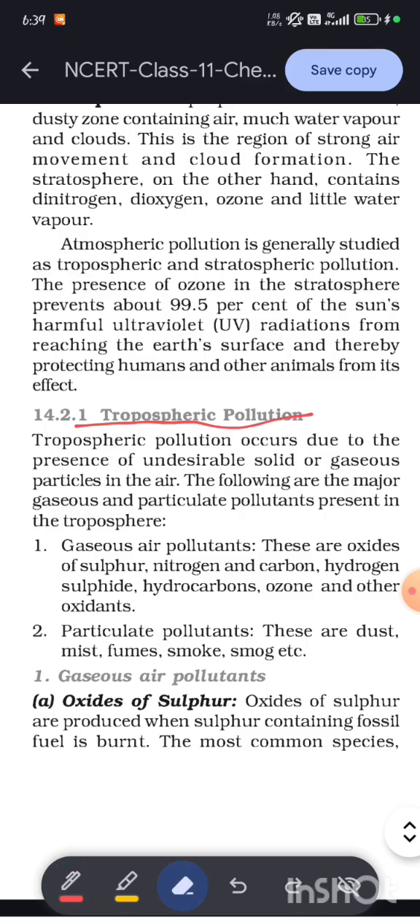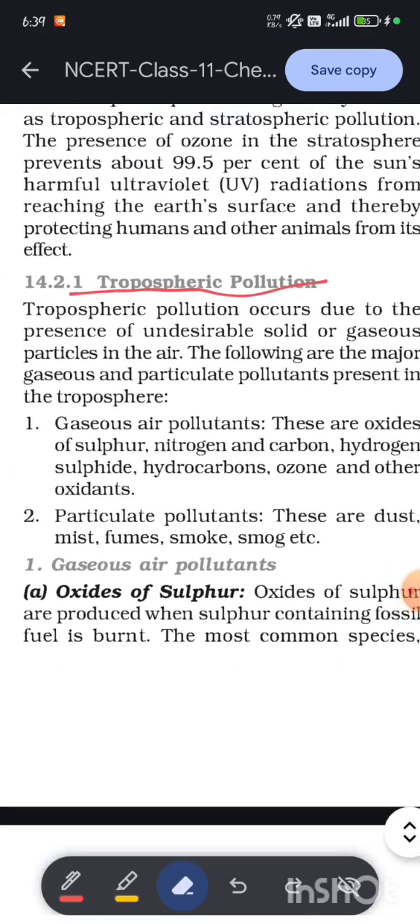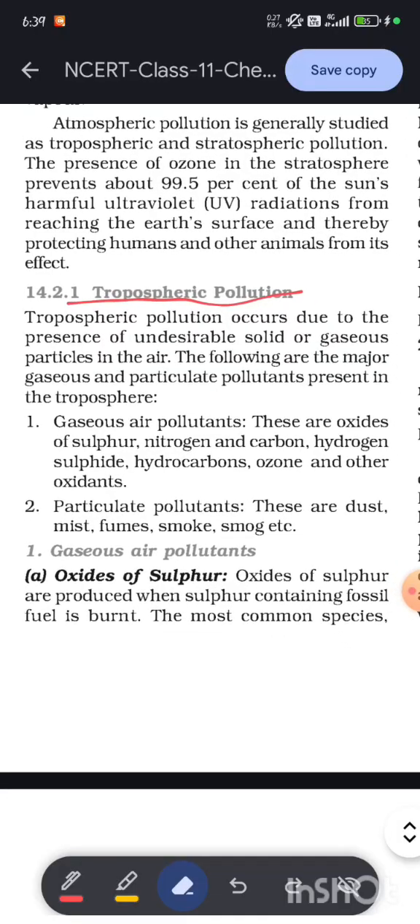Tropospheric pollution occurs due to the presence of undesirable solid or gaseous particles in the air. The following are the major gaseous and particulate pollutants present in the troposphere. Gaseous air pollutants: these are oxides of sulfur, nitrogen and carbon, hydrogen sulfide, hydrocarbons, ozone and other oxidants. Particulate pollutants: these are dust, mist, foam, smoke, etc. Then we will study gaseous air pollutants.